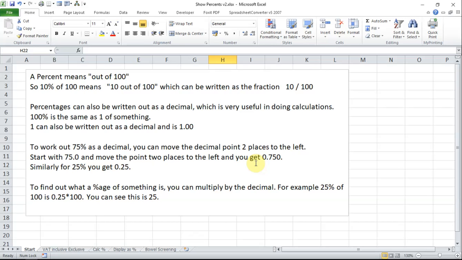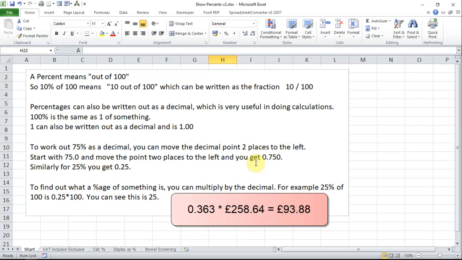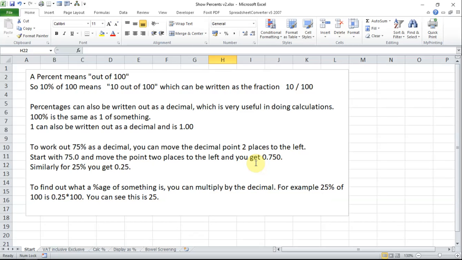This is useful. To find out what a percentage of something is, you multiply by the decimal. For example, 36.3% of £258.64 is 0.363 multiplied by 258.64. Go on, try it. And you'll see this works out as 93.88.